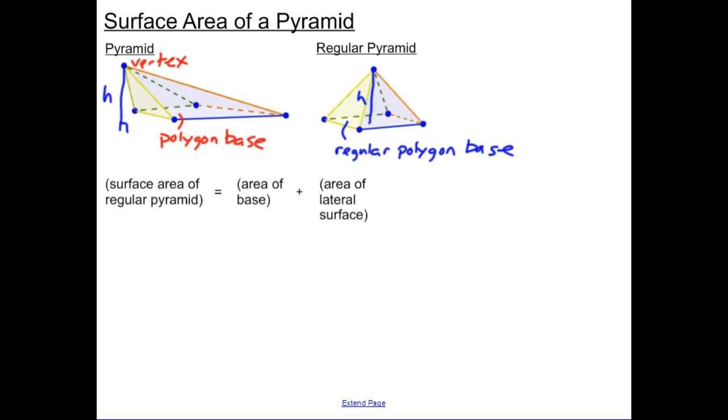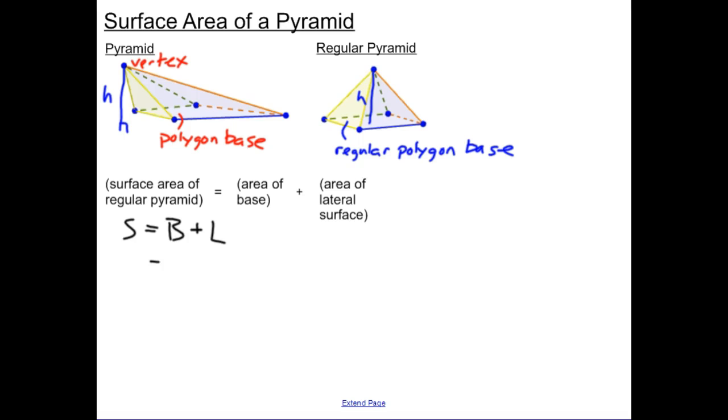And so this is how we can break things down. And what I'm going to do is give these descriptions symbols. So for the surface area of a regular pyramid, I'll call it S. And the area of the base, I'll call B. And the area of the lateral surface, I will call L.